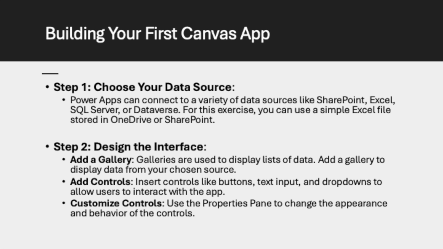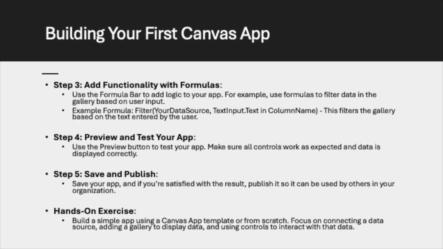Step 2, design the interface. Add a gallery. Galleries are used to display lists of data. Add a gallery to display data from your chosen source. Add controls. Insert controls like buttons, text input, and drop downs to allow users to interact with the app. Customize the controls. Use the properties pane to change the appearance and behavior of the controls, even if it's just changing the colors.